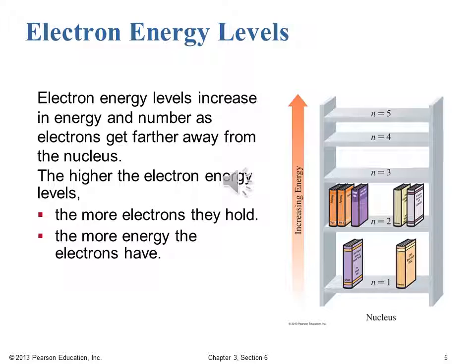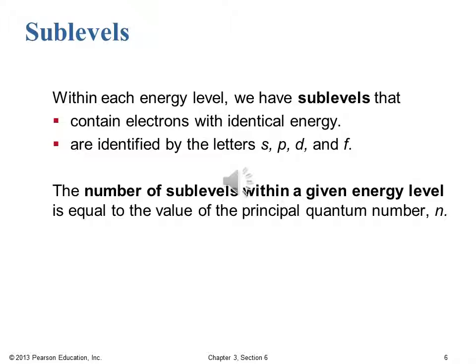So the electrons get higher in energy, they're further from the nucleus as n goes up, and you also can have more electrons in those higher n values. The main reason why we can accommodate more books on our higher shelves, or to be more explicit, more electrons in higher principal energy levels, is that we have sublevels that exist.